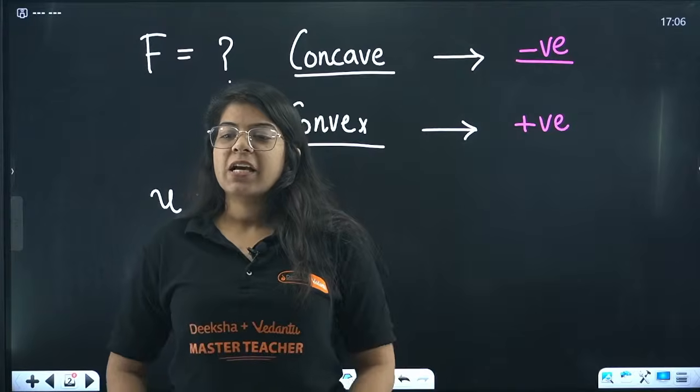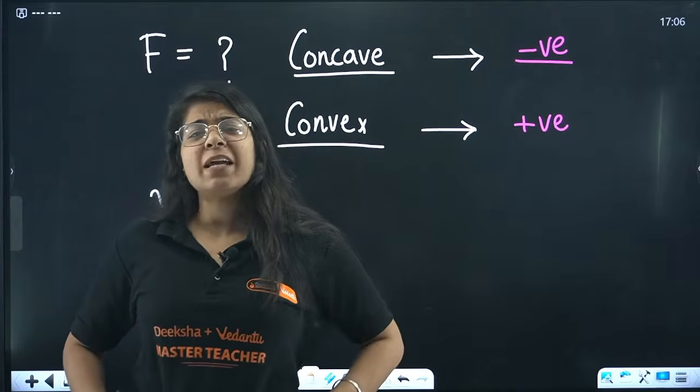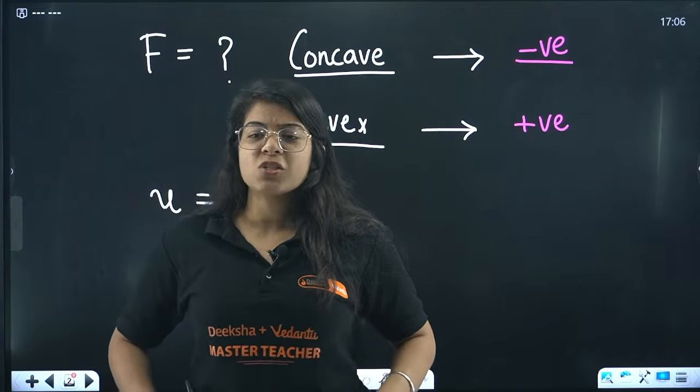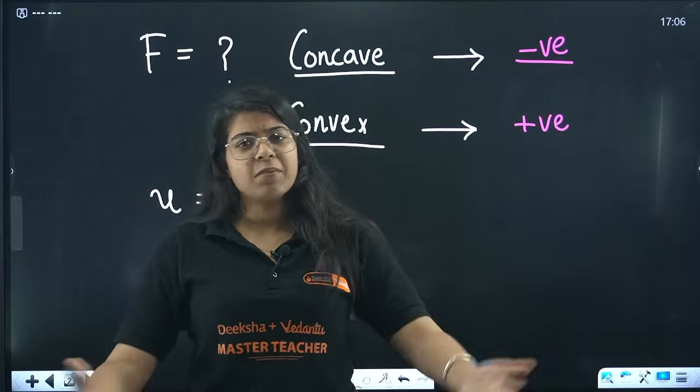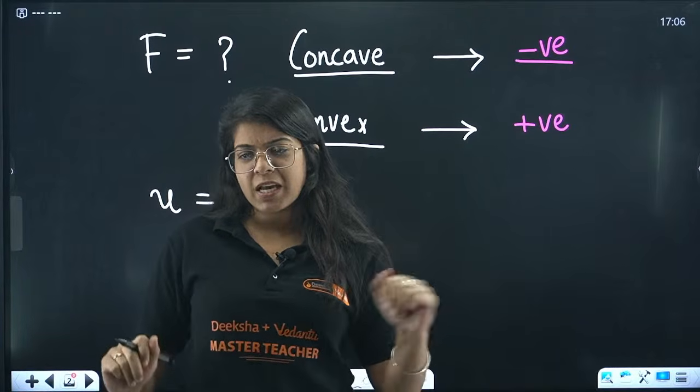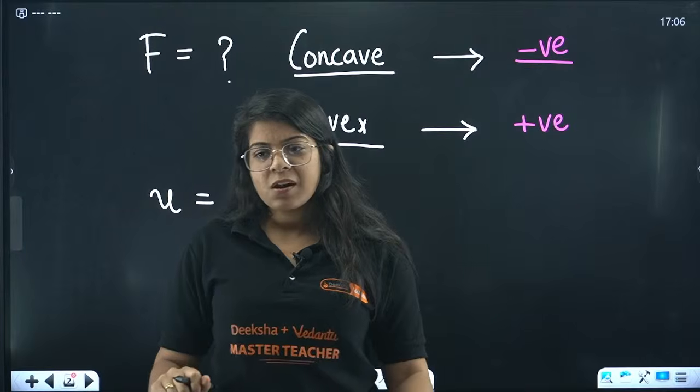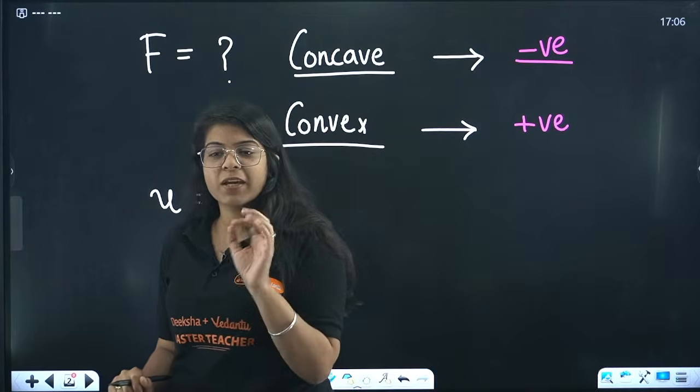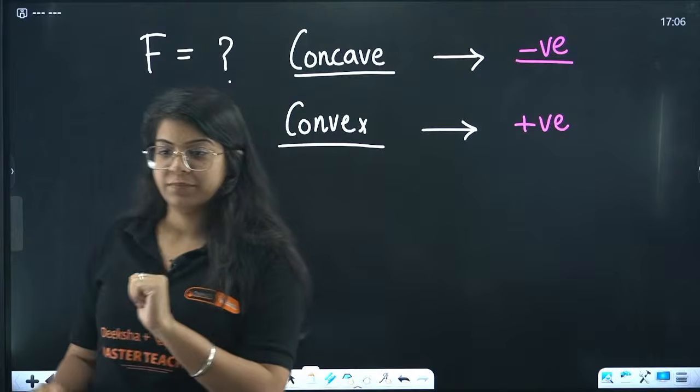Why are you guys writing -1? It's not -1, it's negative. It can be -2 as well. It can be -3 as well. You just write negative. Okay, you don't write -1 with it.